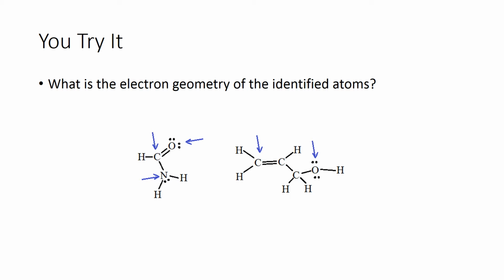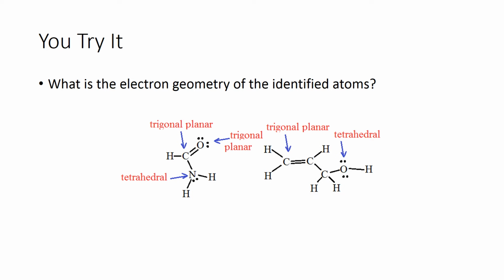Okay, for the first molecule, what you will see is that because oxygen has 3 areas of electron density, it will have a trigonal planar electron geometry. The carbon also, here we go, will have 3 areas of electron density, so it's trigonal planar. The nitrogen, however, is 1, 2, 3, 4, so it's tetrahedral. This carbon, trigonal planar. This one, trigonal planar. That one, tetrahedral. And that oxygen is tetrahedral.